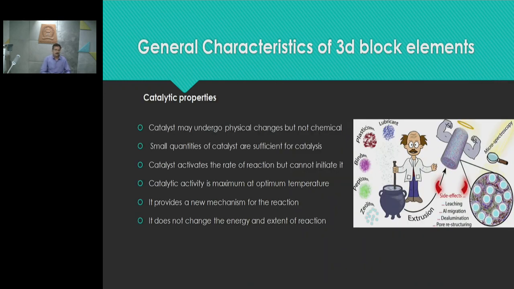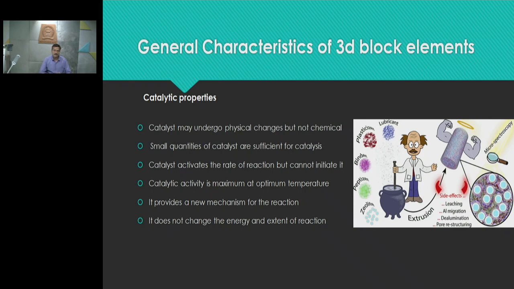Another property is the catalytic property. These transition elements show catalytic property. Why? What do we mean by catalyst? A catalyst is a species which can enhance the rate of reaction and remains as it is at the end of the reaction. It does not take part in the reaction actually, but it promotes that reaction. A catalyst may undergo physical changes, but it doesn't show any chemical changes. It is required in very small quantity.